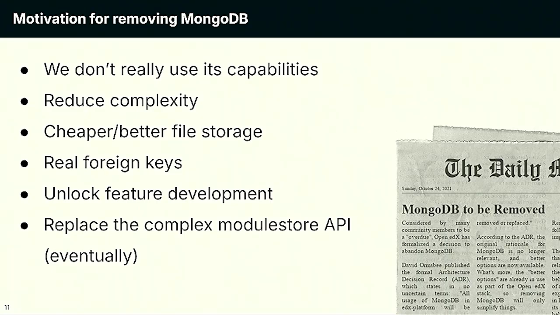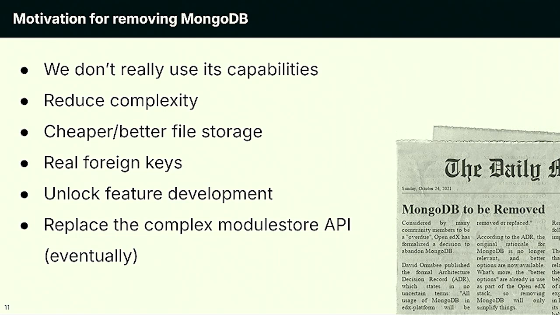So in summary, we don't really use the capabilities of MongoDB. We can reduce the complexity of the system if we replace it with something simpler. We can save money by storing files on file storage instead of in a database system. As you'll hear, we can get real foreign keys, and we can unlock future development by avoiding this thing that nobody wants to touch right now, and get a simpler API.